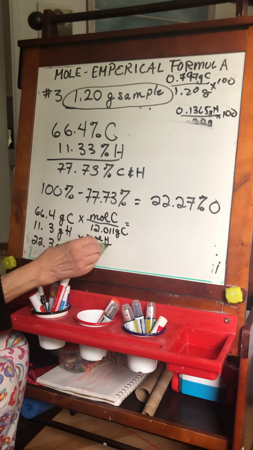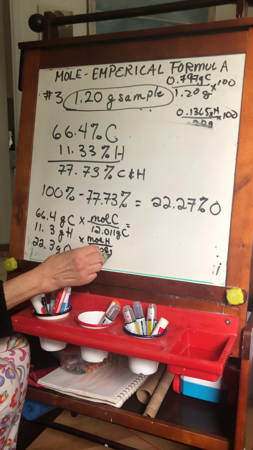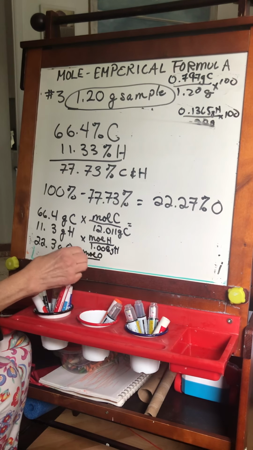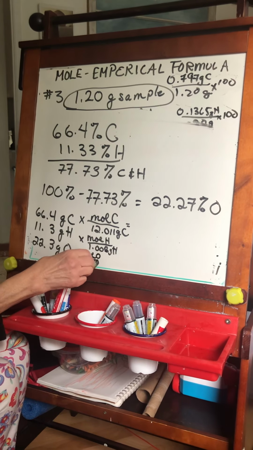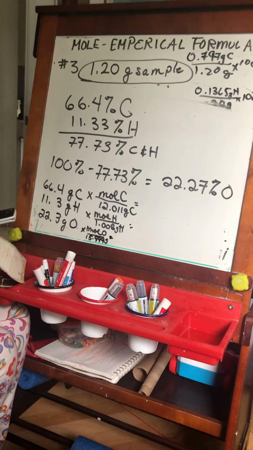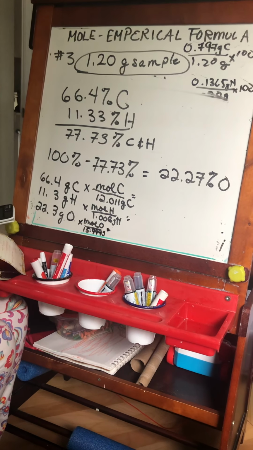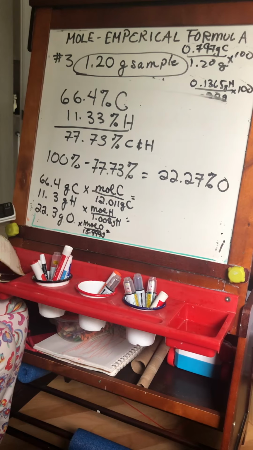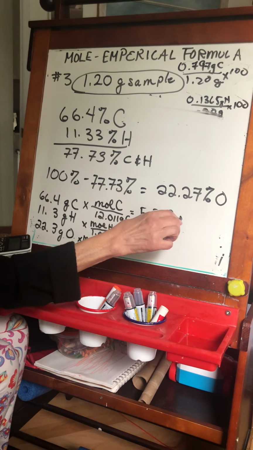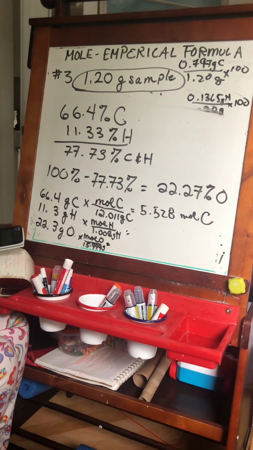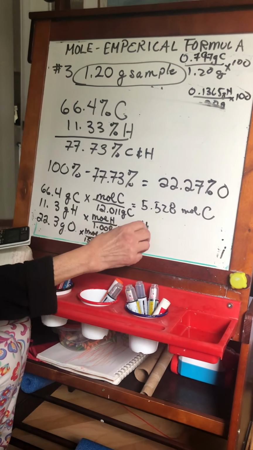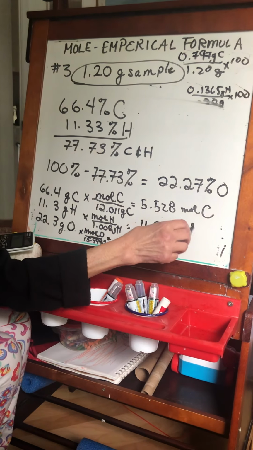So we're going to find our moles. And after we find our moles, we're going to divide by our smallest one and hope that we get a nice whole number. But if we don't, it's not a big deal. We'll figure it out together. 66.4 divided by 12.011 gives me 5.528. 11.3 divided by 1.008 gives me 11.210. So far it's looking pretty good.